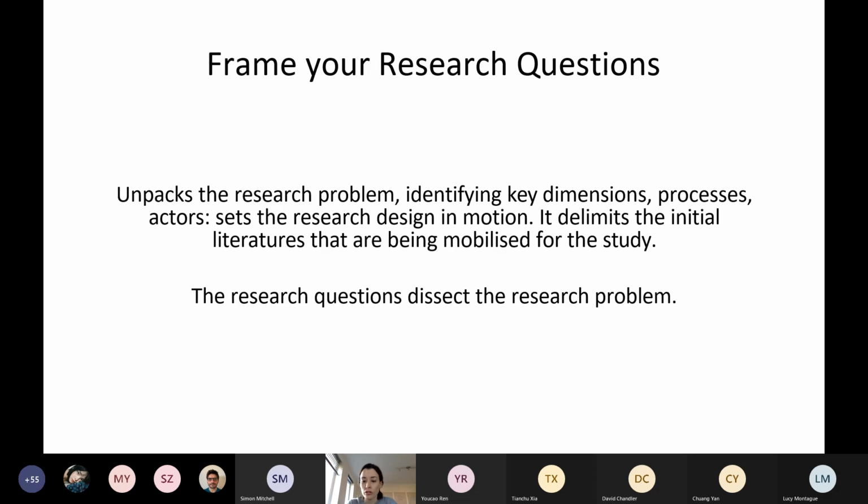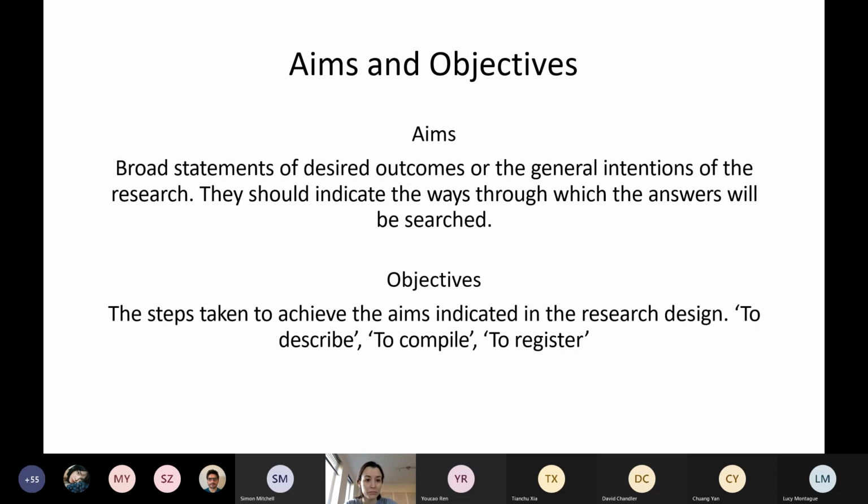So your research questions unpack your original research problem. They identify key dimensions of it, they unfold it, they set the research design of your dissertation in motion. It can also hint to literature that is going to be used in the study. So the research questions dissect the research problem into smaller chunks.